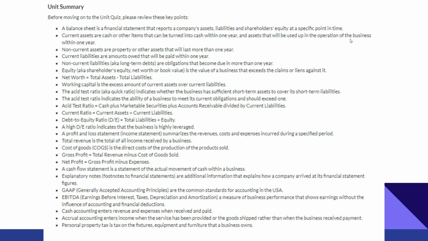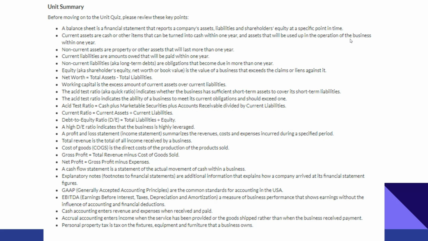The asset test ratio indicates the ability of a business to meet its current obligations and should exceed 1. Asset test ratio equals cash plus marketable securities plus accounts receivable divided by current liabilities. Current ratio equals current assets divided by current liabilities. Debt to equity ratio, D/E, equals total liabilities divided by equity. A high D/E ratio indicates that the business is highly leveraged.